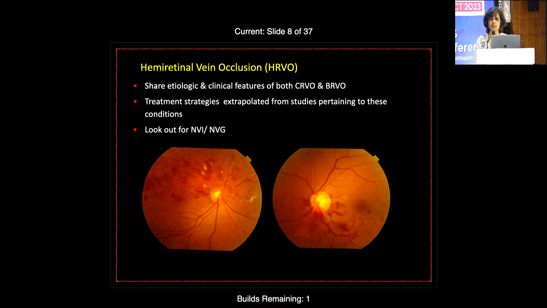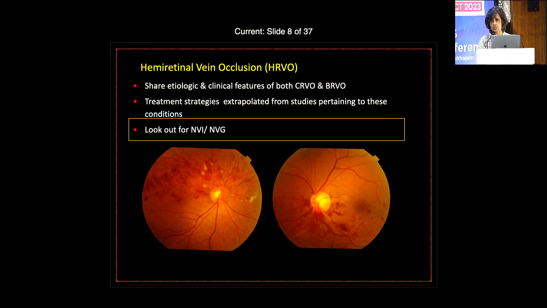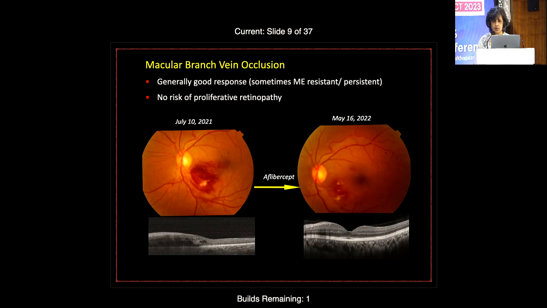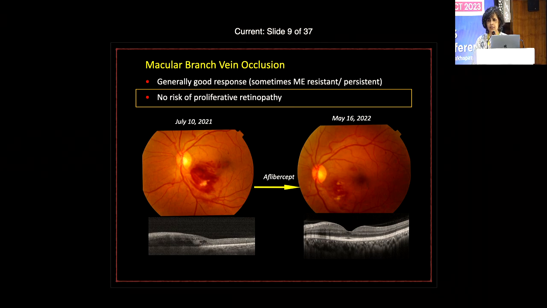HRVO shares the clinical features of both BRVO and CRVO. So we have to extrapolate the treatment strategies from the studies pertaining to both these conditions. But this is more prone to neovascularization of the iris and glaucoma, unlike BRVO, so vigilance for this is important. In macular vein occlusions, the treatment for macular edema remains the same. The only relief is that the risk of proliferative retinopathy is not there because there is not extensive ischemia. So this is a big relief.